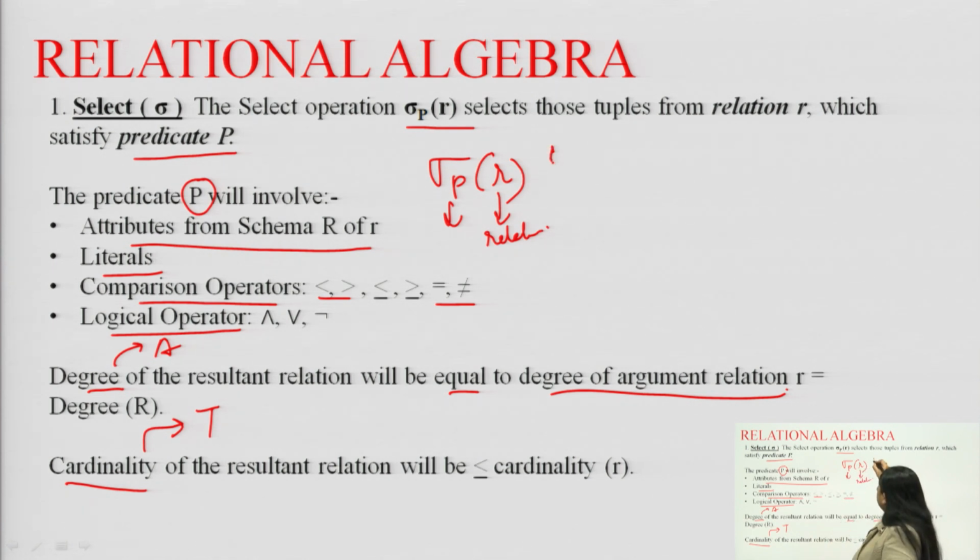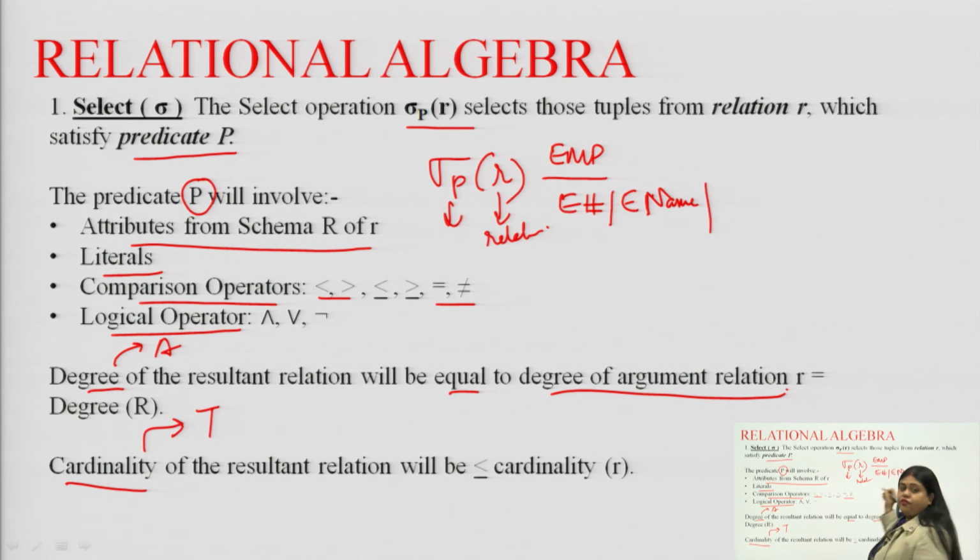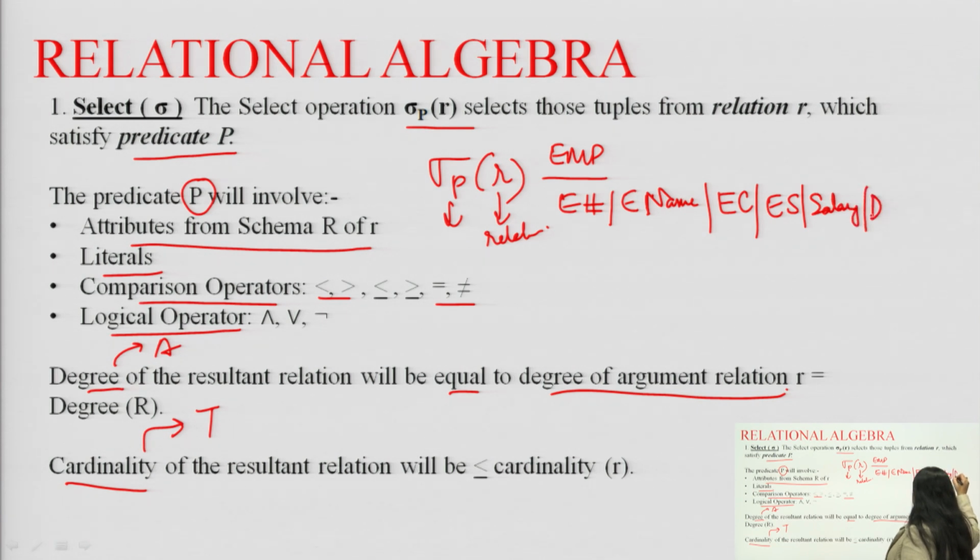Let us take an employee database. So, this is a schema that I am specifying to you. Let us say we have employee number, then employee name, followed by employee city, I am using shortcuts, employee street, then followed by salary and the department number where the employee is working. So, this is the first schema that I have specified.